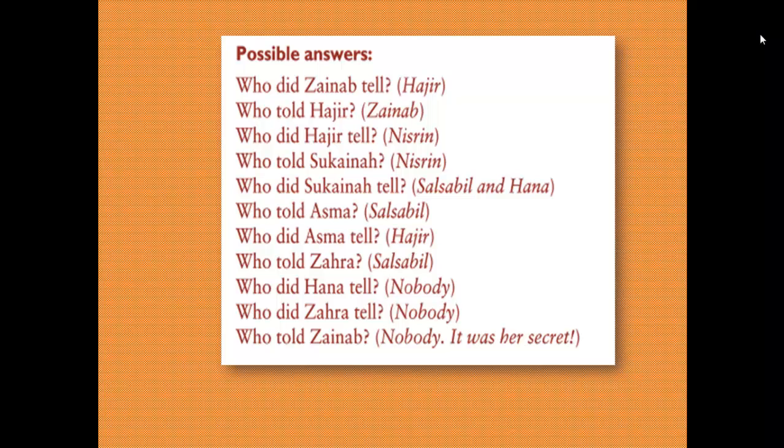Who told Asma? Salsabil is the doer. Salsabil told Asma. Who did Asma tell? Here the subject is Asma, and here we are asking about the object. So who did Asma tell? She told Hajar. Who told Zahra? Salsabil. Salsabil told Zahra.